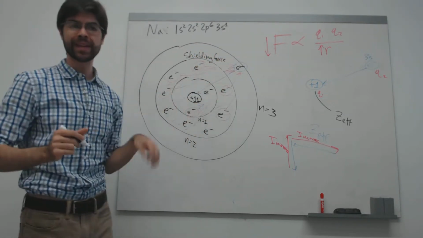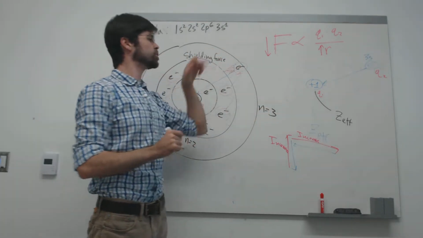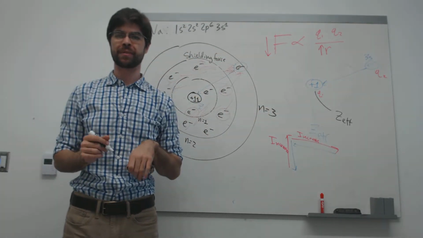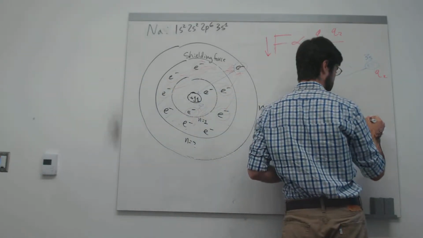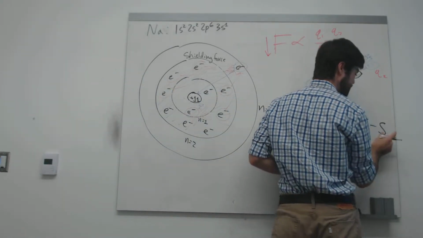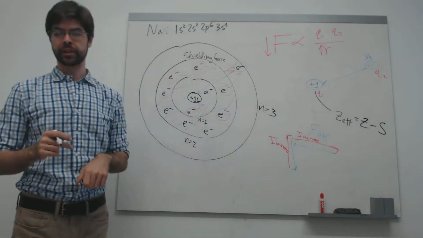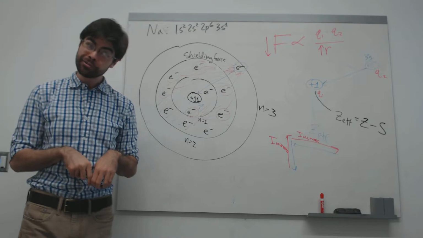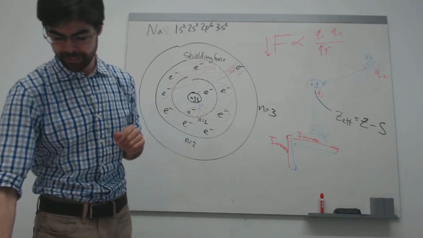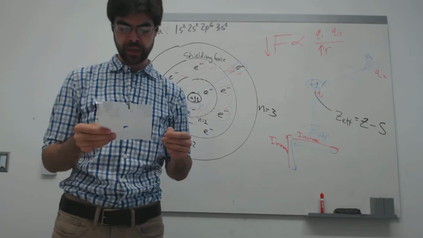So I wouldn't equate Z effective and shielding force. If there was going to be any type of relationship, we've said this before, that it's equal to Z minus the effect of shielding. So it's not equal to, it's sort of a result of shielding, but it's not equal to the force of shielding.